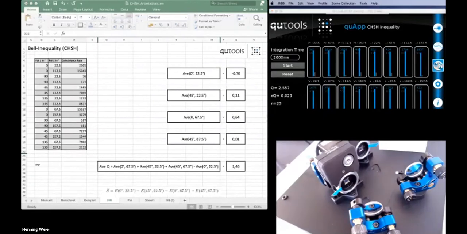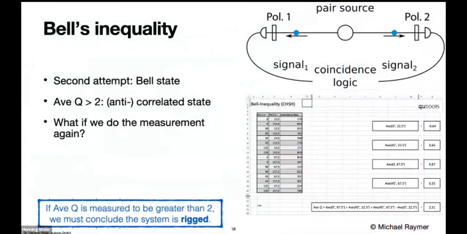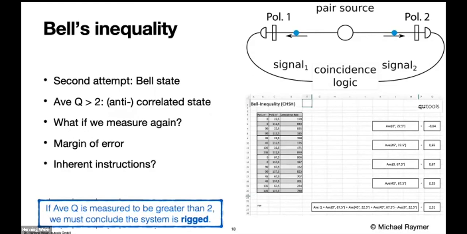So let's get quickly back to these slides. We've seen that this average Q value is greater than 2. This means that we have, at least to a high degree, a correlated, or in this case actually an anti-correlated state, which is the state that Professor Raymer has introduced before. We've also looked at what happens if we do this again, and there's some error on the measurement, but we can also calculate how large this error is. I haven't shown you how this works exactly.